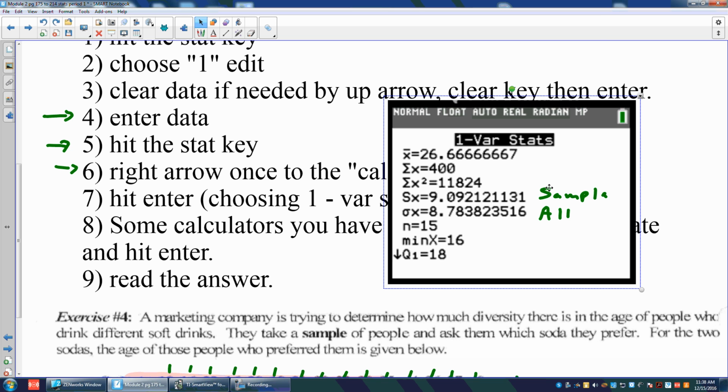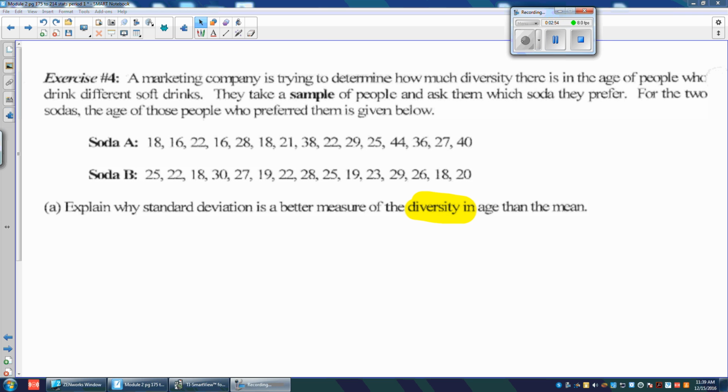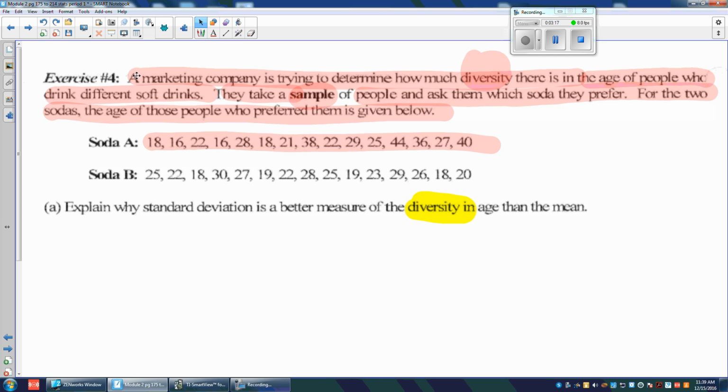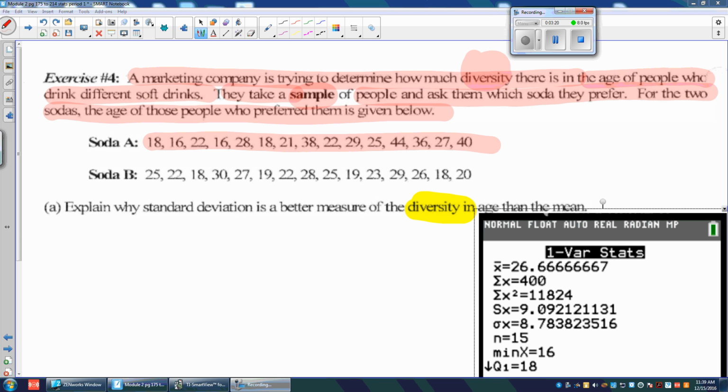Now let's answer a question. A marketing company is trying to determine how much diversity there is in the age of the people who drink different soft drinks. They take a sample of the people and ask them which soda they prefer. For the 2 sodas, the age of the people preferred is given below. Okay, so we already entered in all of this data. And since it said sample, we're going to be using that data right there. So the standard deviation for the first one is 9.09.